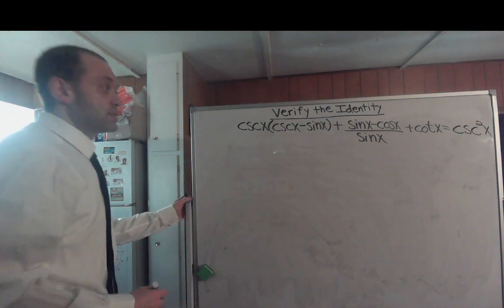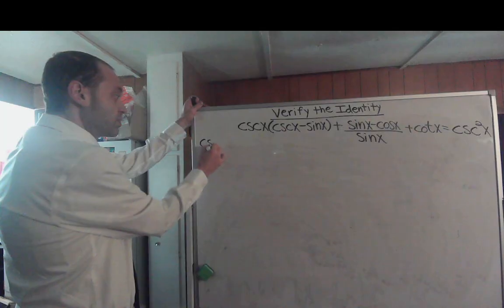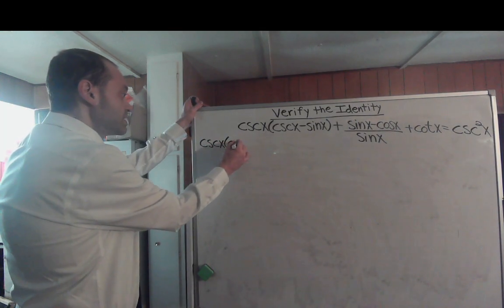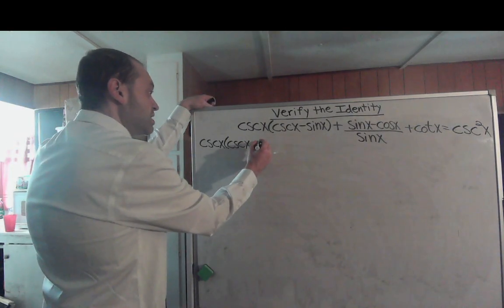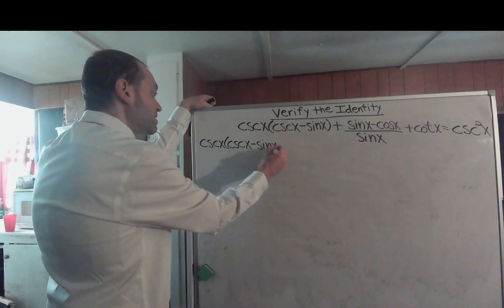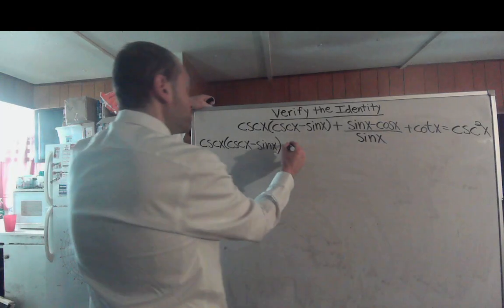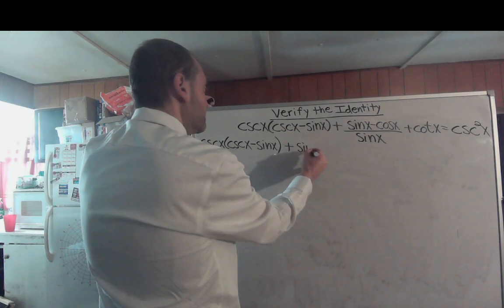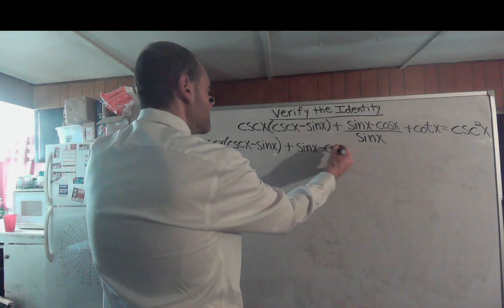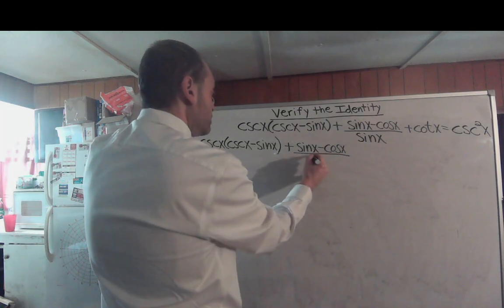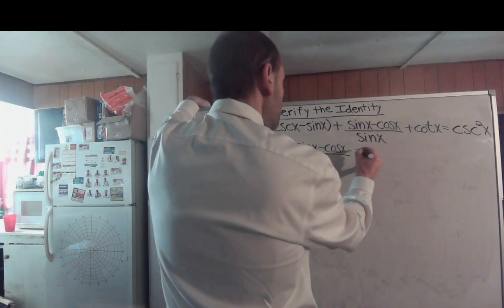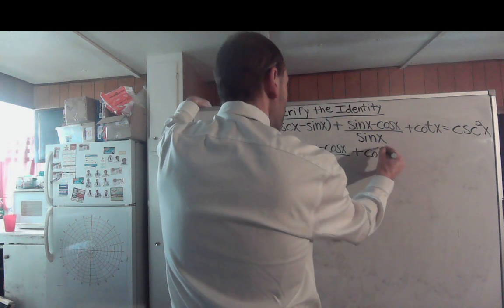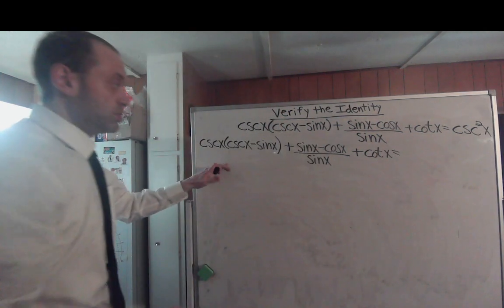This one looks particularly nasty, and it kind of is. So let's write out the left-hand side again. I'm going to start all the way at the left so we don't run out of space. Cosecant of x times the quantity of cosecant of x minus the sine of x plus the quantity of the sine of x minus the cosine of x all over the sine of x plus the cotangent of x. So what the heck does that equal?